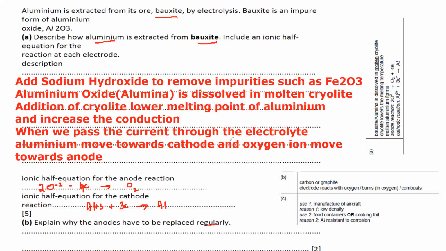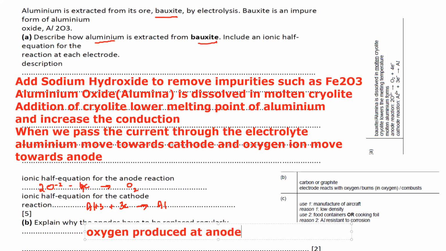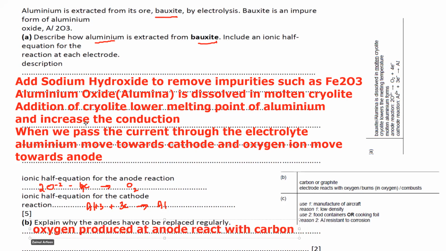We should replace the anode regularly, because what will happen? The oxygen produced at the anode reacts with the carbon or graphite. That's why the carbon will be used up at the anode, and we have to replace it so that the reaction or the process can continue.